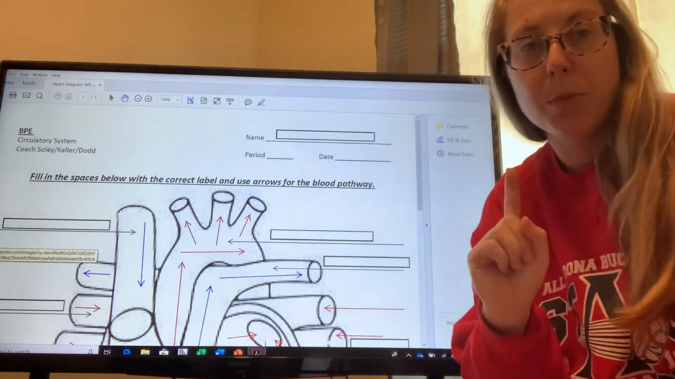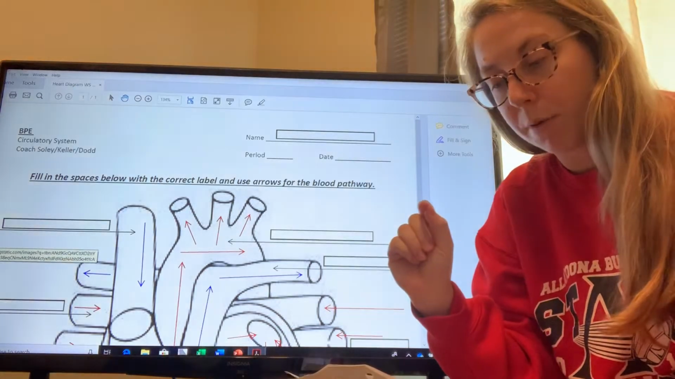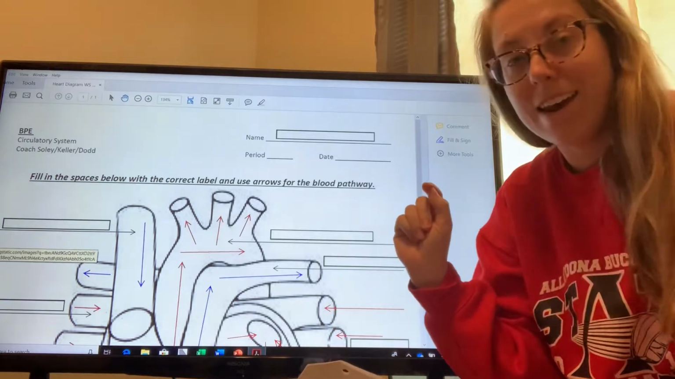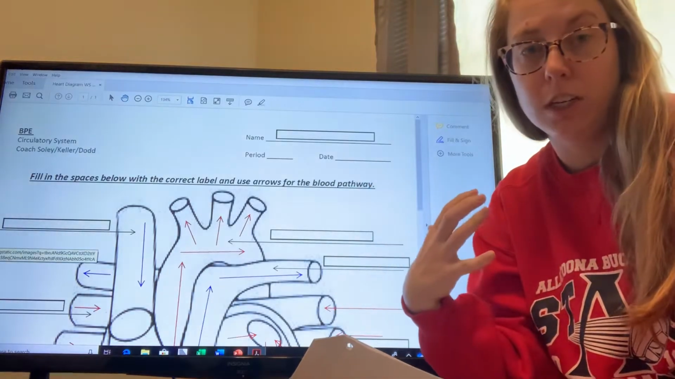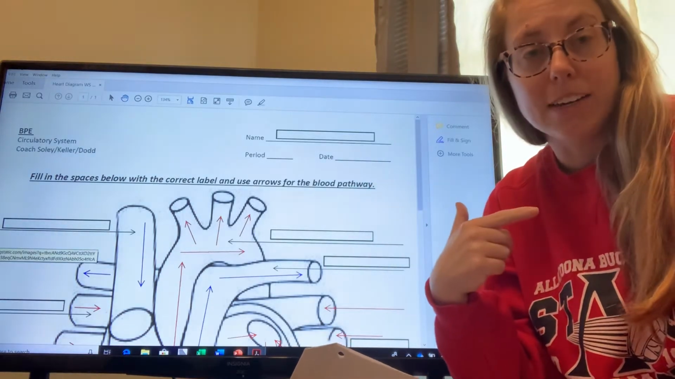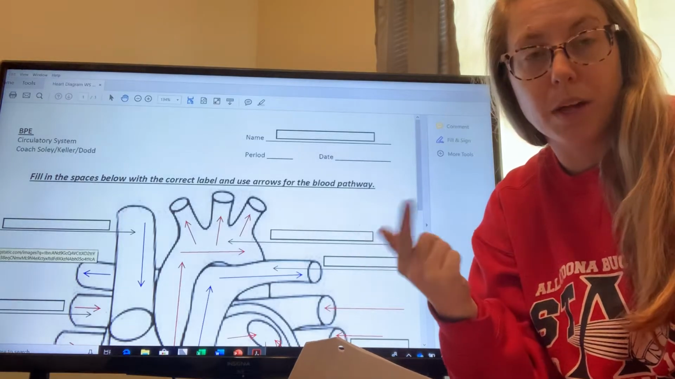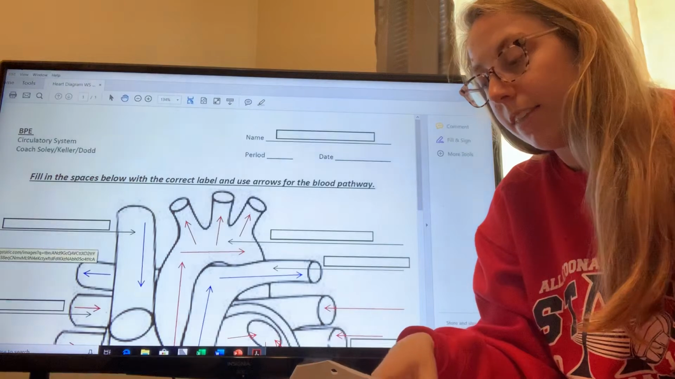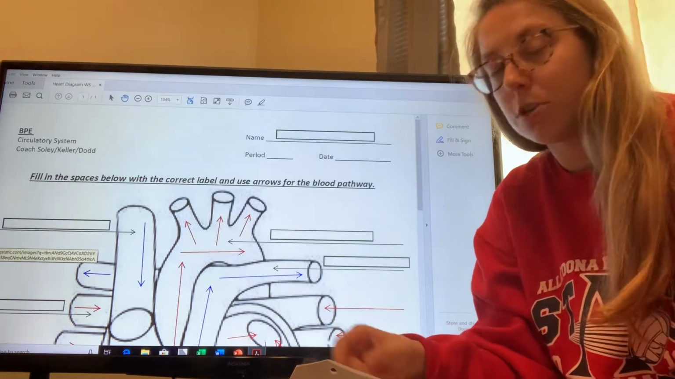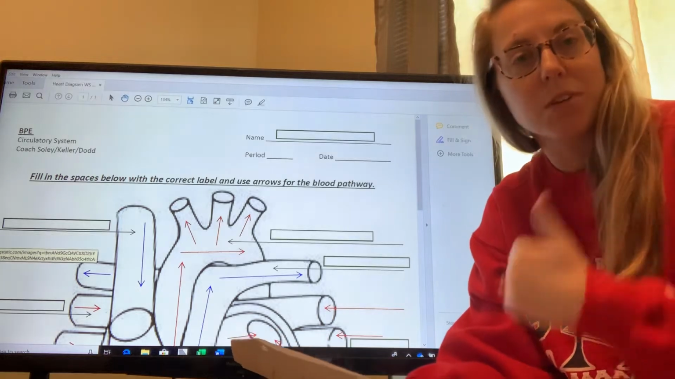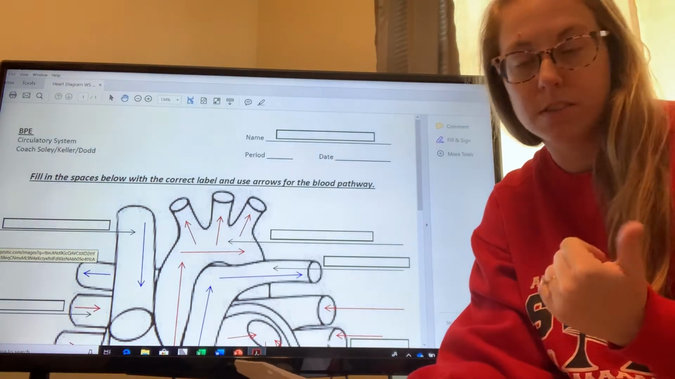The red and the blue make a big difference, and we will talk about that. The arrows for oxygenated blood are in red, meaning they have oxygen. And if we remember from yesterday, arteries are what take the oxygenated blood out to our extremities. Then we have blue arrows, which are our deoxygenated blood, the blood that's coming back to the heart to receive the oxygen from the lungs.